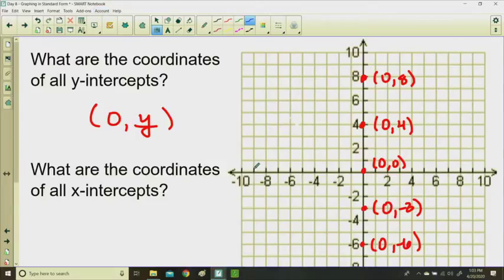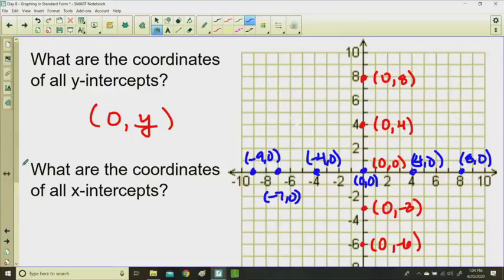That's the reverse. What about all the x-intercepts? Okay, so this right here is going to be (-9, 0), (-7, 0), (-4, 0), (0, 0), (4, 0), and (8, 0).